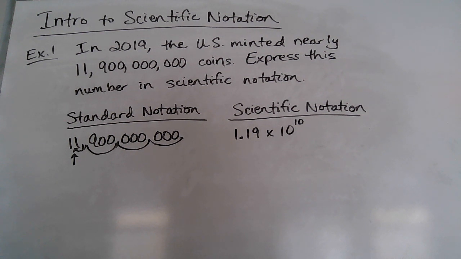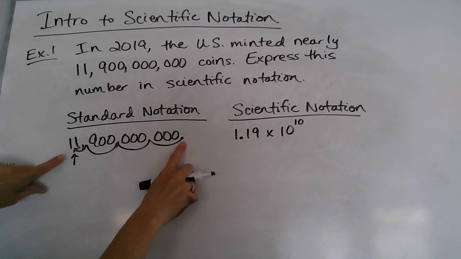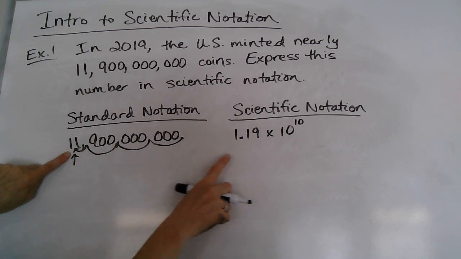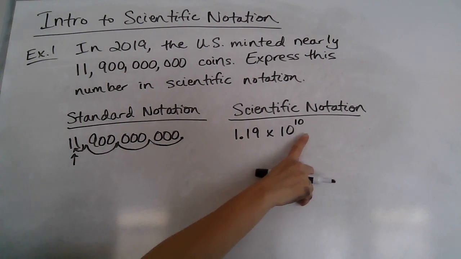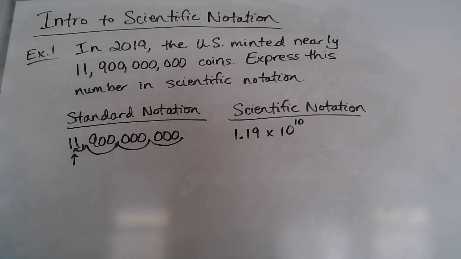So again, find your decimal in your original number, find where you need to place it so that there's only one digit to the left of it, and then count how many times you're moving that decimal. Write down what you have, where your decimal is sitting, and then multiply by a power of 10 with that power representing the number of places you moved your decimal. Let's look at a small number next.